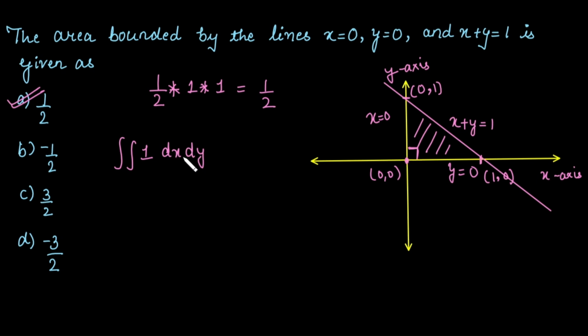So how do we take the limits of x? Take a line parallel to the x axis passing through this region. What is the entering curve? x is equal to 0. What is the exit curve? This is always a straight line. In the straight line, what is the value of x? 1 minus y. Then the limit for y. How do we take the limits of y? For that, take a shadow of this region on the y-axis, that is from this point 0 to 1. So either use the formula or solve this double integration to get the answer.